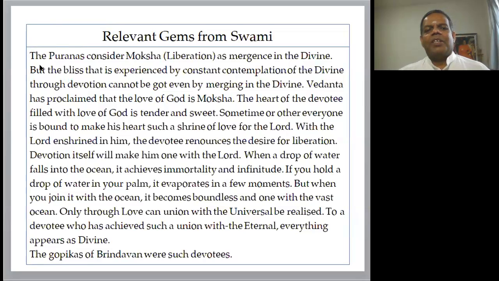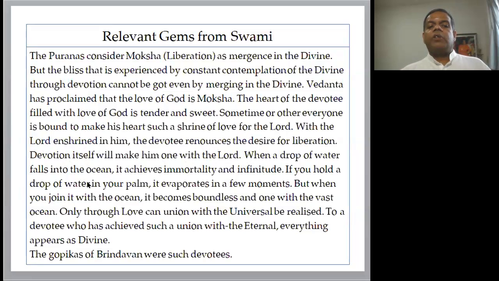So let's read. The Puranas consider moksha, liberation, as mergence in the divine. But the bliss that is experienced by constant contemplation of the divine through devotion cannot be got even by merging in the divine. Vedanta has proclaimed that the love of God is moksha. The heart of the devotee filled with love of God is tender and sweet. Sometime or other, everyone is bound to make his heart such a shrine of love for the Lord. With the Lord enshrined in him, the devotee renounces the desire for liberation. Devotion itself will make him one with the Lord.